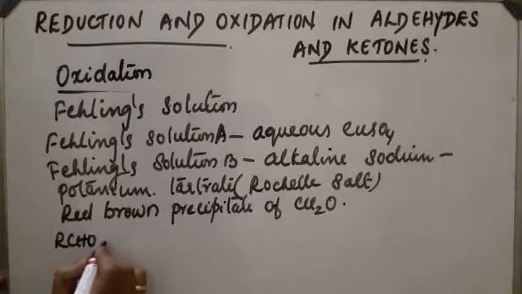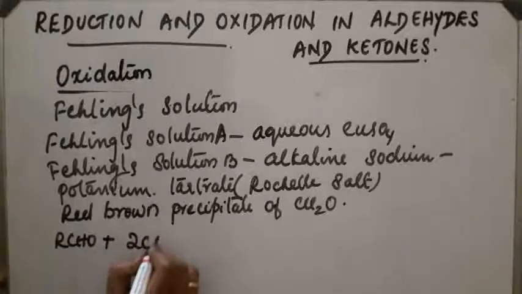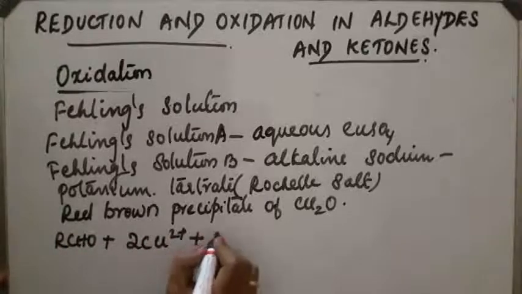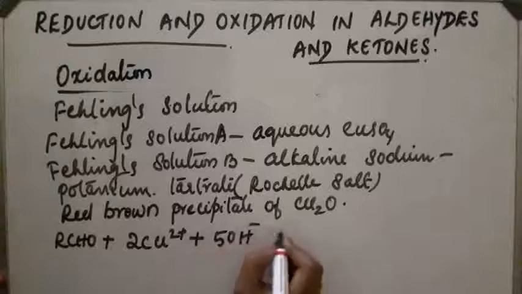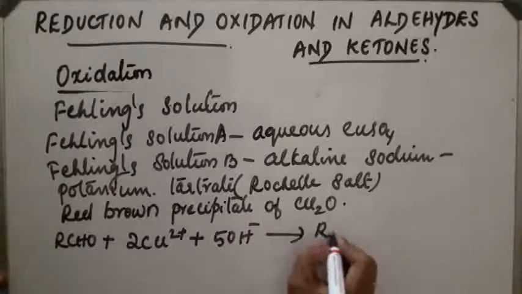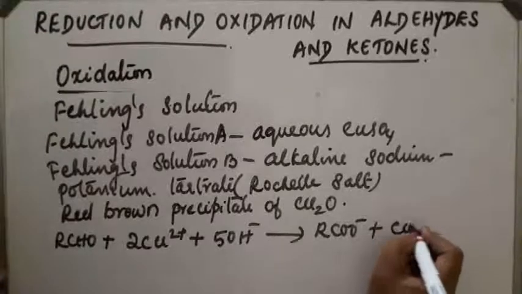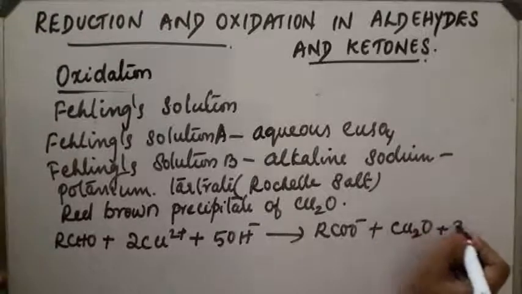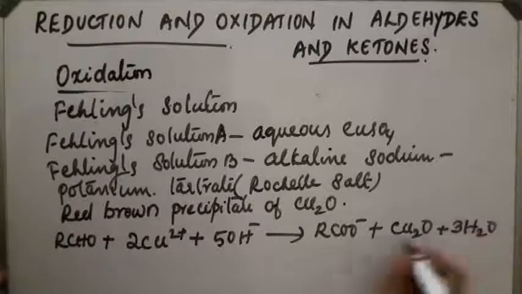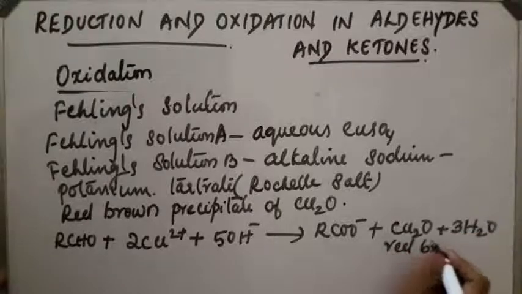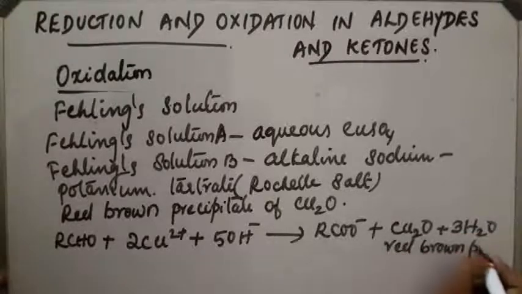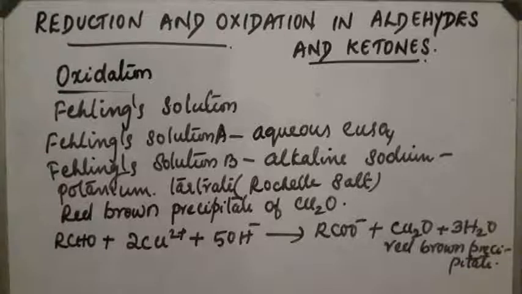RCHO plus 2Cu2+ plus 5OH minus gives the carboxylate ion, as the aldehyde gets converted into carboxylate ion, and a red-brown precipitate of Cu2O will be obtained. This is the test.